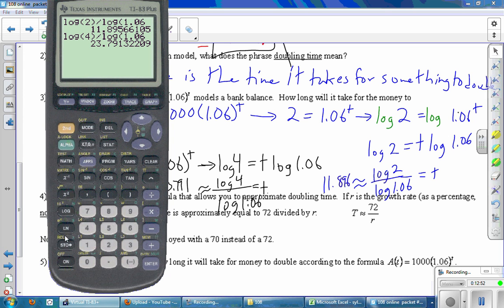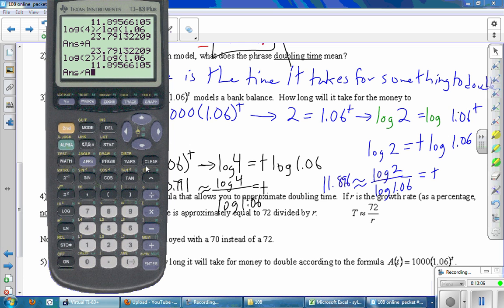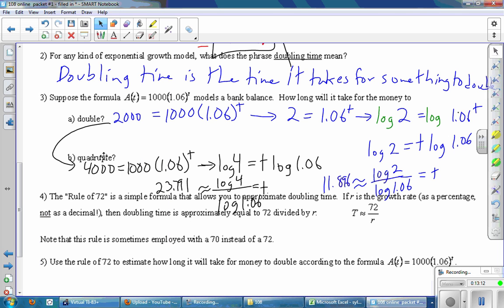Let's store this one here as A. And then I'm going to do second entry to get the previous answer back up here. We'll do this 3 times. There's that one. And then we'll divide that by A and just see what we get. Ooh, 0.5, exactly 0.5. The quadrupling time is exactly double the doubling time.